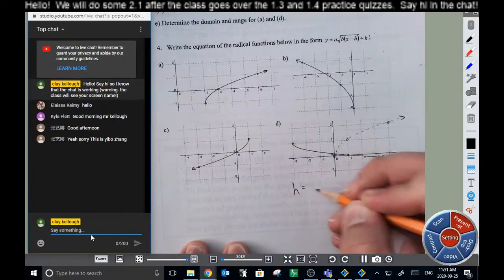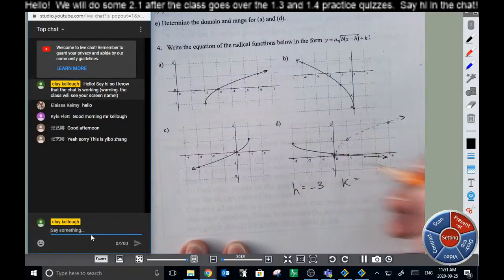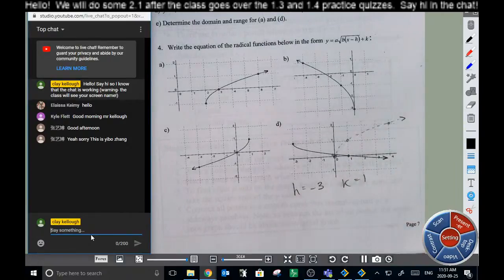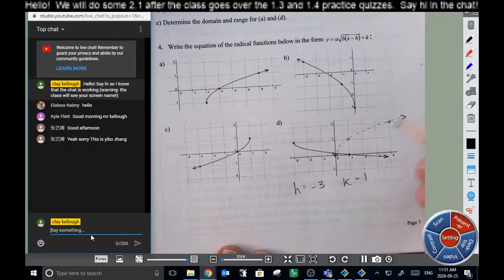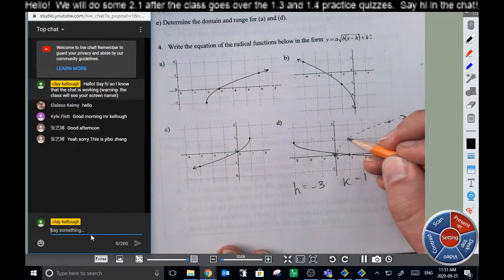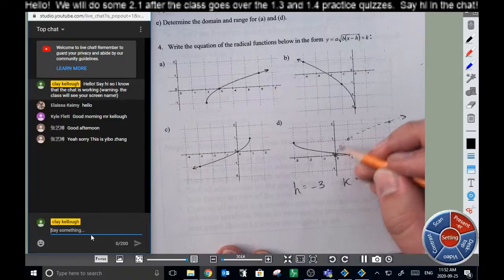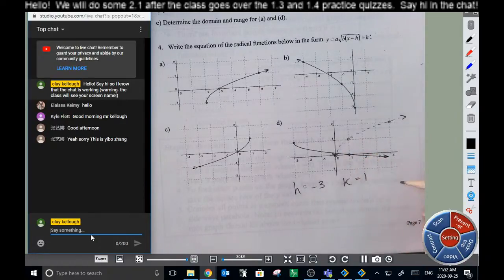H is move 3 to the left. K is move 1 up. Do you agree with that? Okay. Now, on the parent graph, to get from my first dot to my second, and by first and second, isn't there infinite dots from here to here? Yeah, but the first and the second dot, those 2 dots are the only integers.